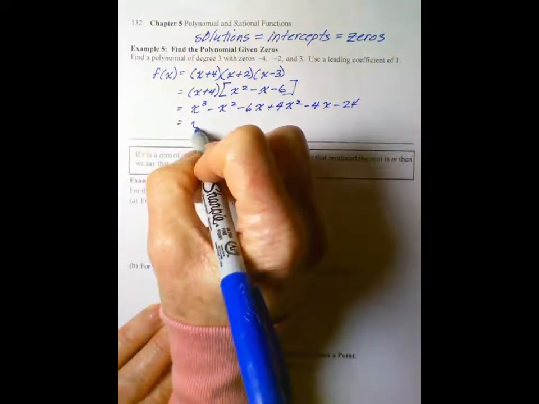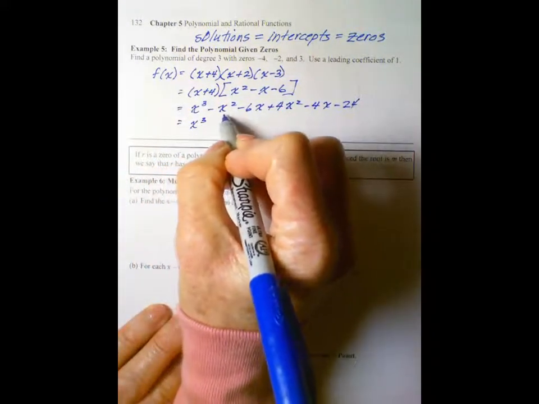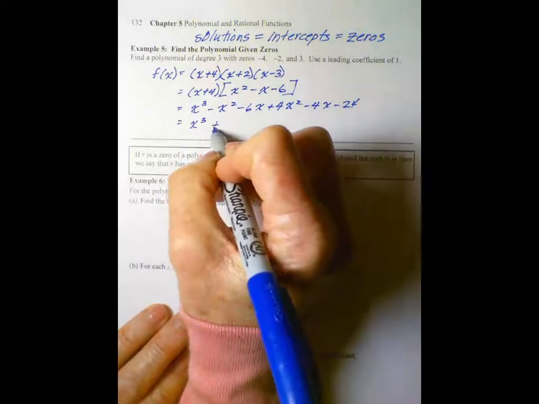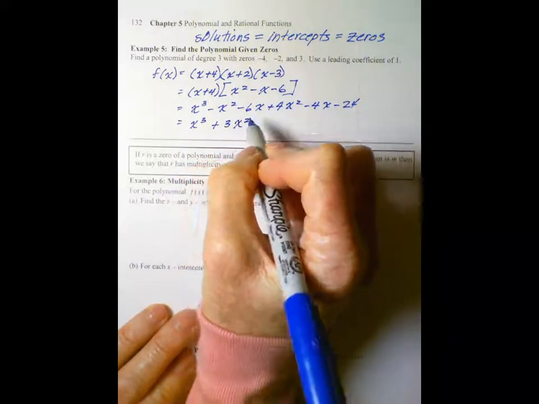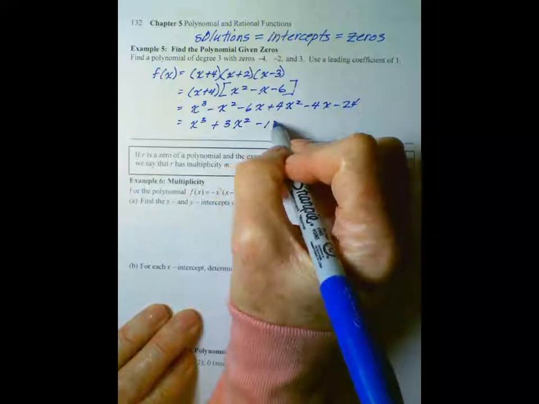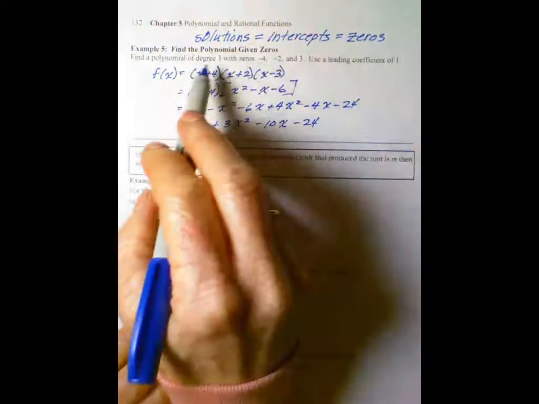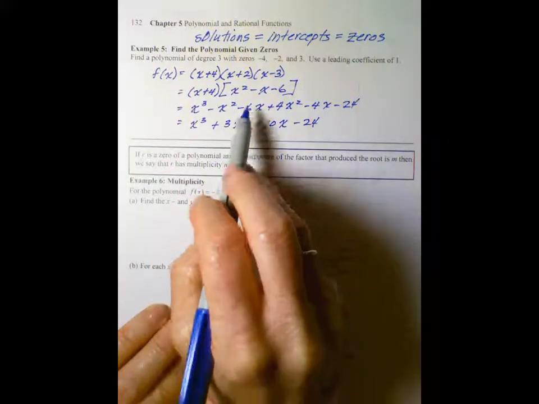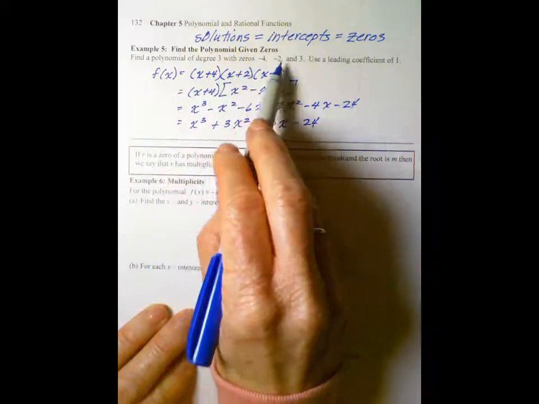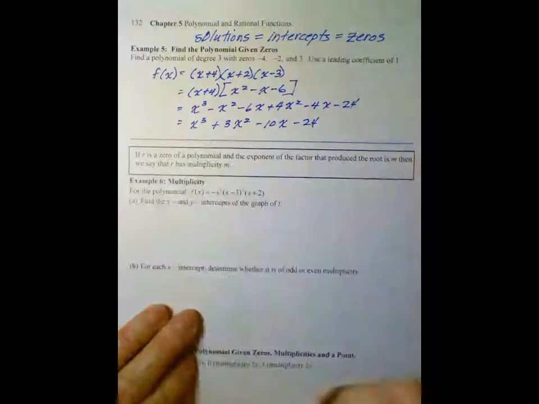Combining like terms, we get x cubed, -x squared plus 4x squared is plus 3x squared. And then we have -6x and minus 4x, minus 10x, minus 24. This is a polynomial of degree 3 with the zeros of 3, -4, and -2, and a leading coefficient of 1.